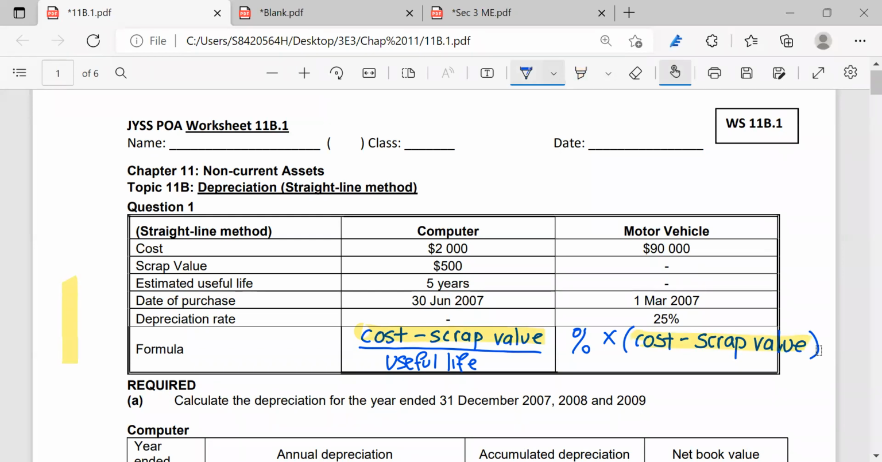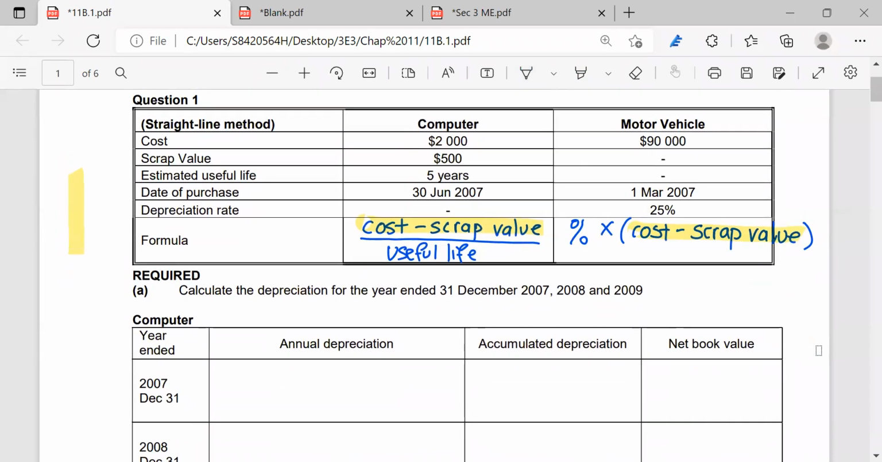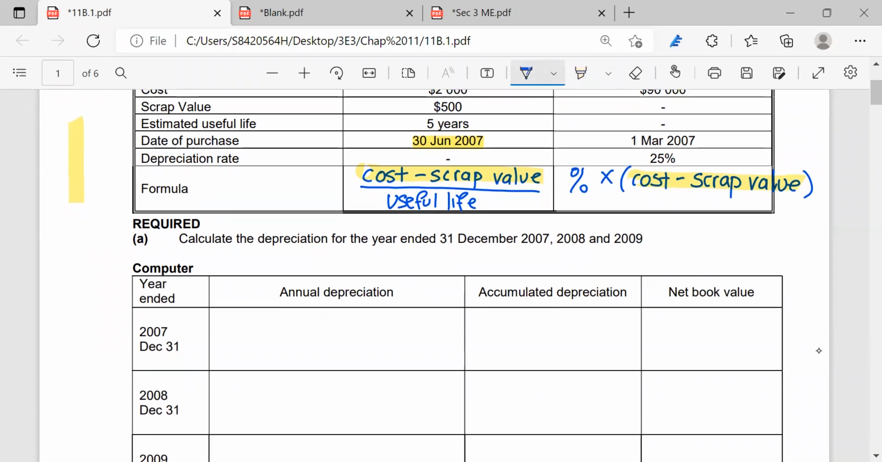All right, let's do the first one. For the first year, you have to be careful if you buy something in the middle of the year. So this one we bought on 30th June 2007. The year ended is the 31st December 2007. So on your paper, can you just take note down here, the usage is only half a year, 30th June 2007 to 31st December 2007 is only 6 months.